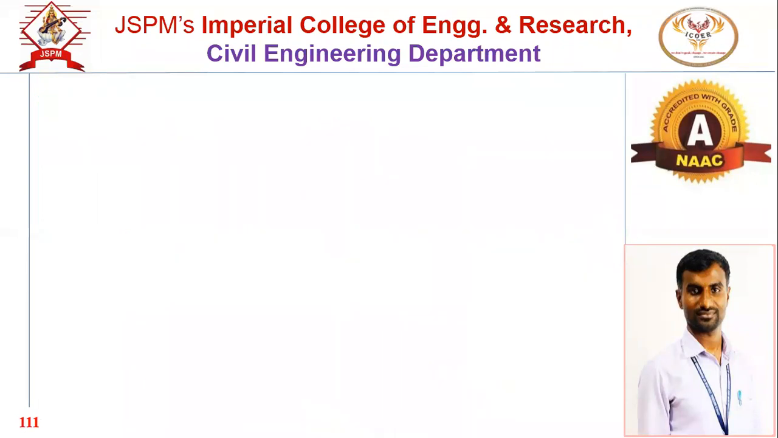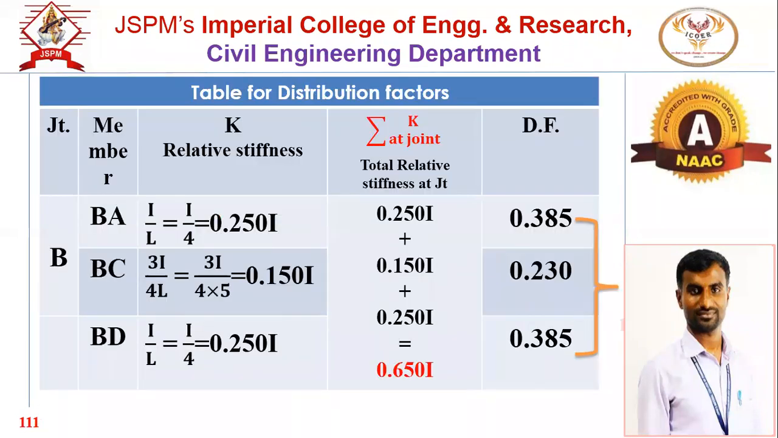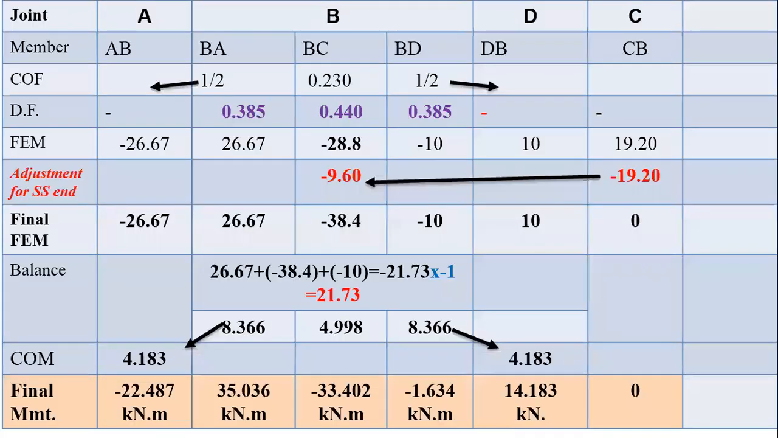Now we will see the table format. Movement distribution table. So this is the table format. First, these are the joints A, B, C, D. Then members: AB for joint A. Then there are 3 members at joint B: BA, BC, and BD. For simplicity, I have considered joint D earlier, then I have considered the C joint. For D, there is the DB member, whereas for C, there is the CB member.